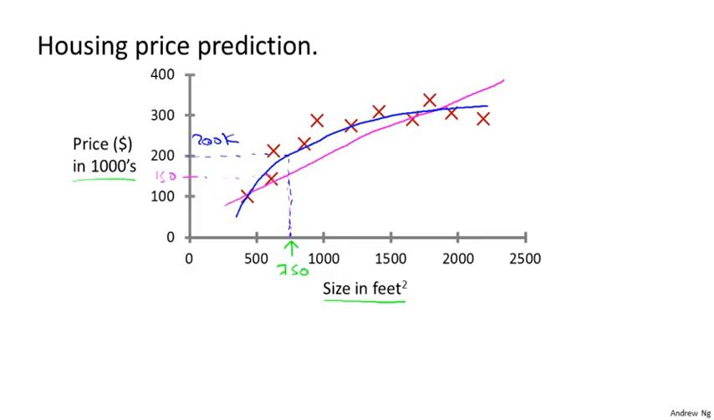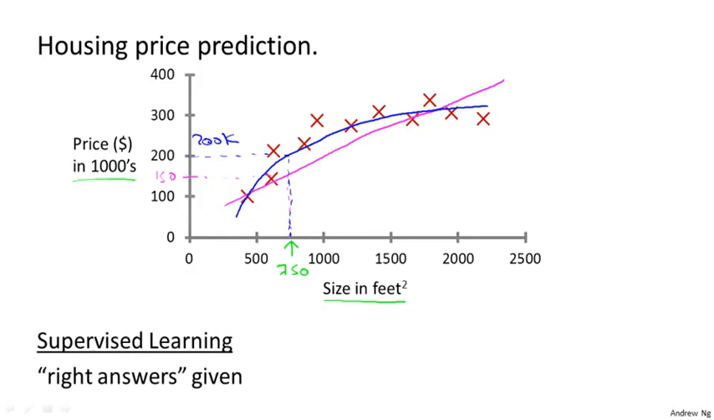So this is an example of a supervised learning algorithm. The term supervised learning refers to the fact that we gave the algorithm a data set in which the, quote, right answers were given. That is, we gave it a data set of houses in which for every example in this data set, we told it what was the actual price that that house sold for. And the task of the algorithm was to just produce more of these right answers, such as for this new house that your friend may be trying to sell.